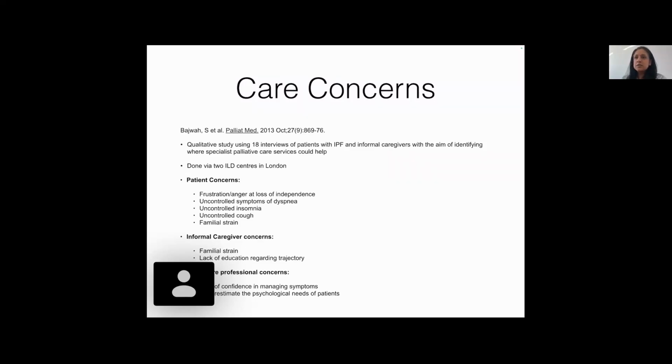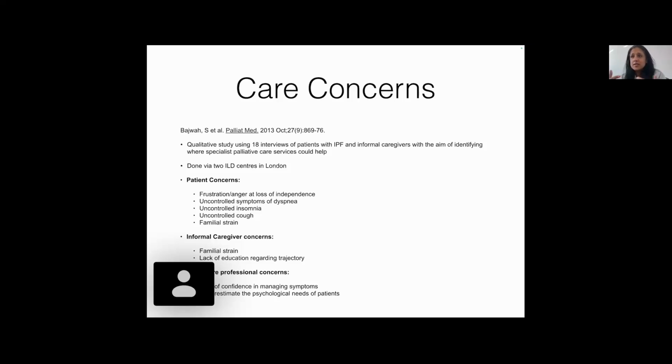Looking at qualitative data, which is interviews with actual patients who have pulmonary fibrosis in the United Kingdom, as well as their caregivers from 2 specialist areas, patients had a lot of concerns in the last year of life, and one of them was frustration, anger at loss of independence, and some of you may feel that way. Another is uncontrolled breathlessness, and some of you may fear that happening. Uncontrolled insomnia, which I found interesting, which I have integrated into my practice, which I ask about. It's a thing, and it should be treated. Uncontrolled cough, and some of you may already be experiencing that.